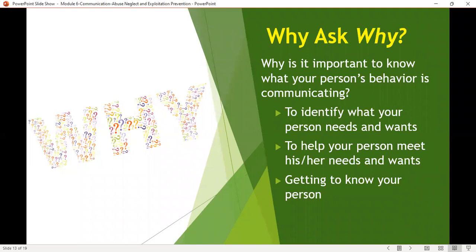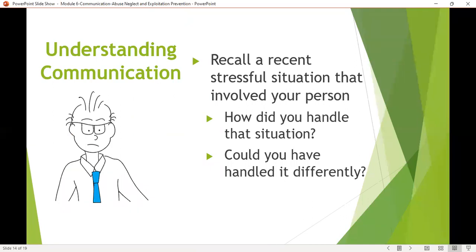Why is it important to know what your person's behavior is communicating? Because it helps you identify what your person needs and wants, to help your person meet his or her needs and wants, and it helps you get to know your person better. In regards to understanding communication, recall a recent stressful situation that involved your person. Think about how you handled that situation, and could you have handled it differently?